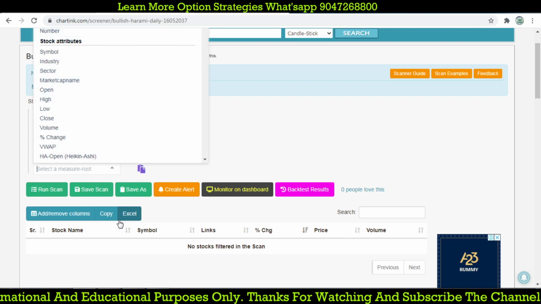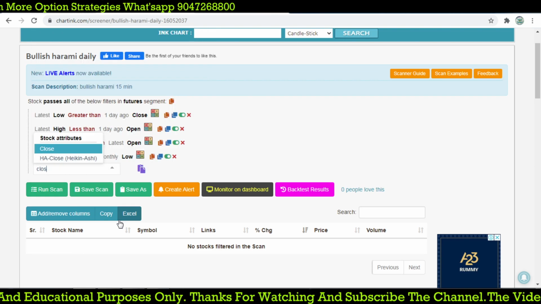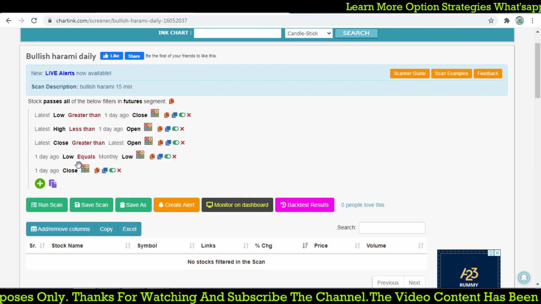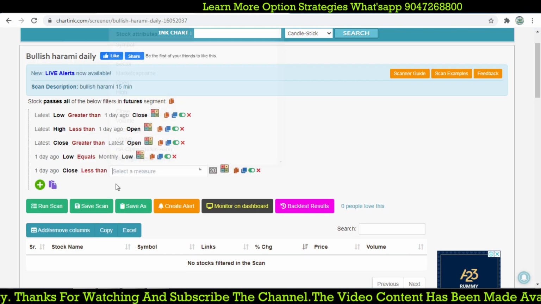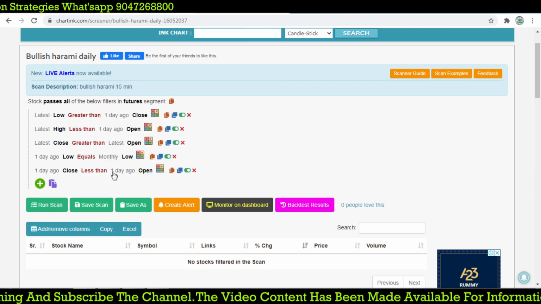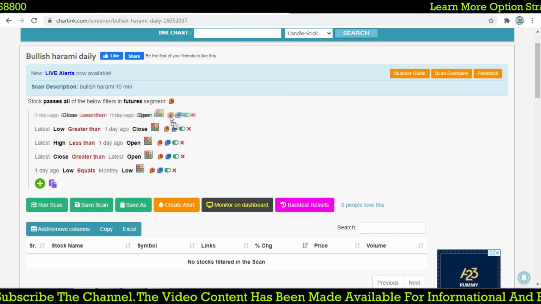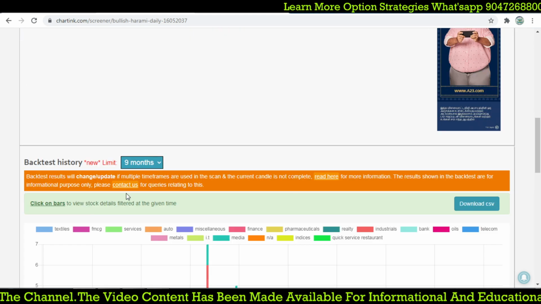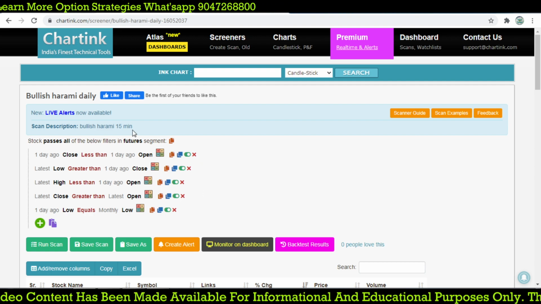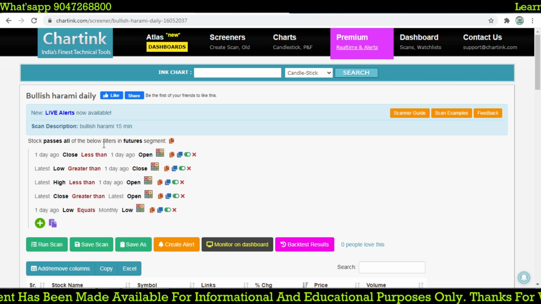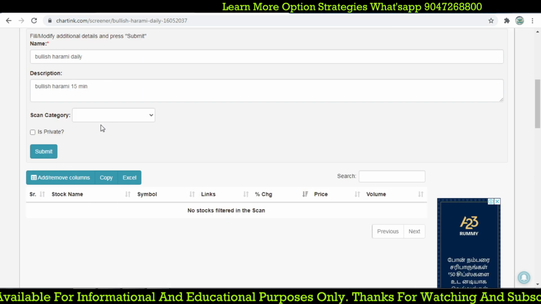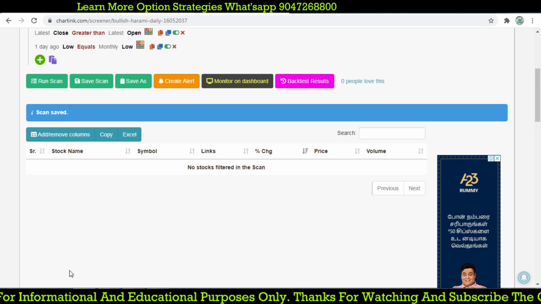So we create another code. The close of 1 day ago less than the open of 1 day ago. This will give you the red candle. So if there are no changes in that, we will exactly filter out the conditions. So this is for a positional trade. We will save the scan as bullish RME daily. We saved it right now.